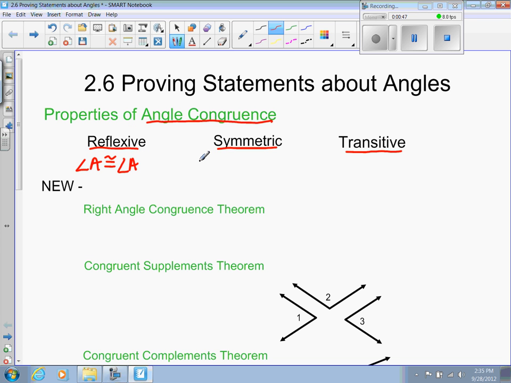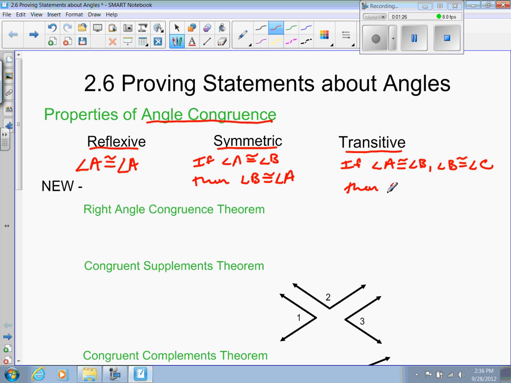Symmetric property: if angle A is congruent to angle B, then it is also true that angle B is congruent to angle A. So if you know what reflexive, symmetric, transitive means, these things go pretty easy. So it's important that you actually know that and you're not just looking in your notes every single time. So if angle A is congruent to angle B, and angle B is congruent to angle C, then we can go all the way across and say angle A is congruent to angle C.